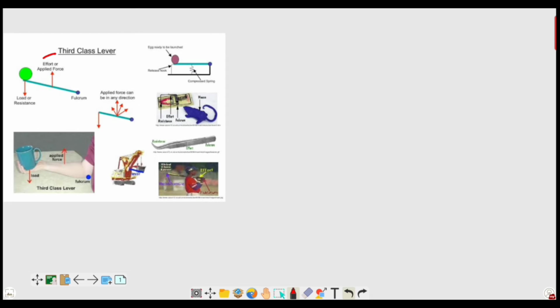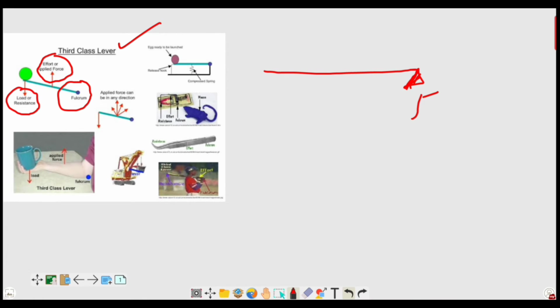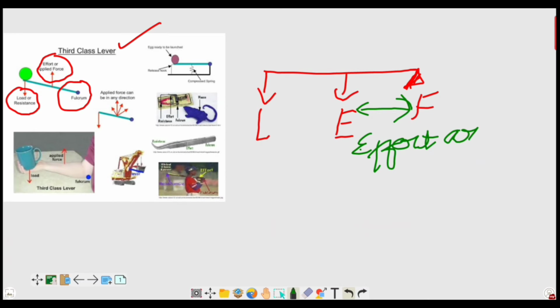Students, whenever effort is in between the load and fulcrum, then that kind of lever is known as class 3 lever. So you can draw in this way. Fulcrum I am taking this side and I am taking load this side. Effort is in between. In this case, this part indicates your effort arm. Okay. And fulcrum to load, this part indicate your load arm.